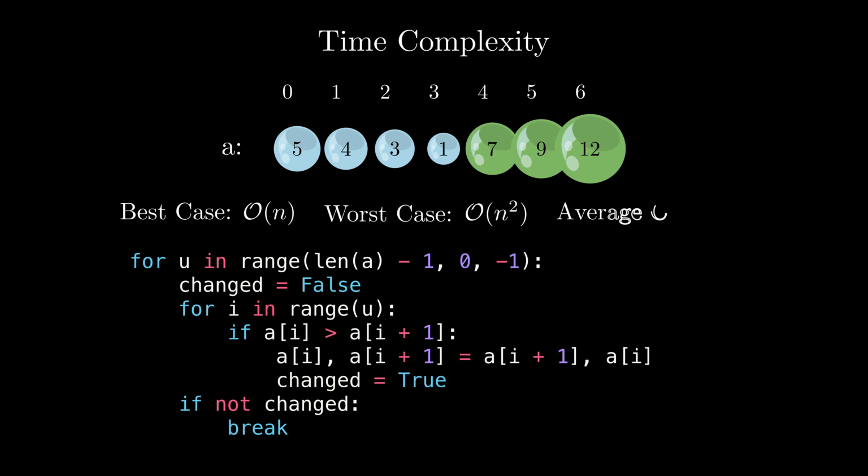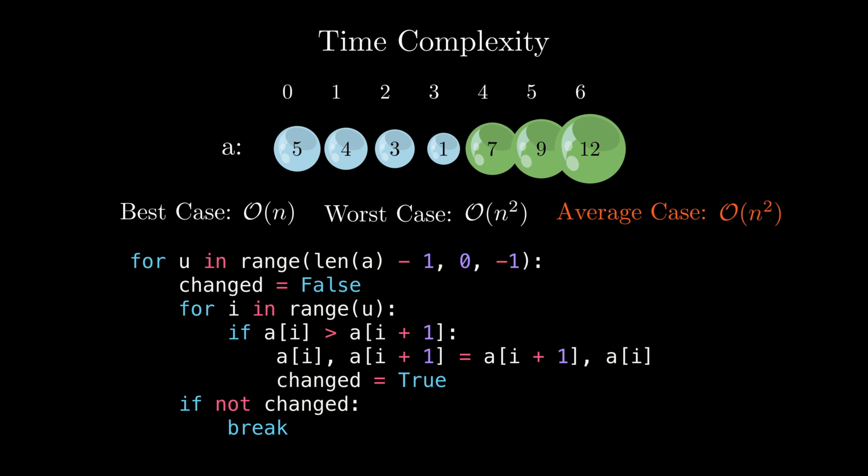On average, if the array is randomly shuffled, the outer loop of the bubble sort might require n divided by 2 passes. The inner loop would still perform O of n operations for each of those passes, so the total time complexity on average would still be O of n squared. This makes the bubble sort algorithm one of the slowest sorting algorithms out there. We will explore some more efficient sorting algorithms in the future.